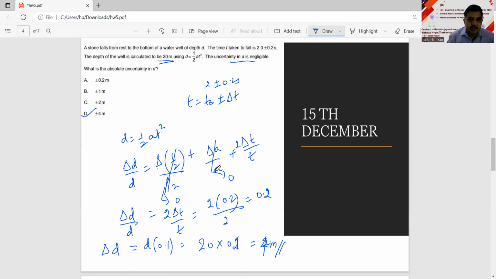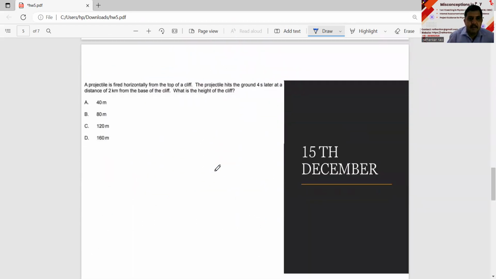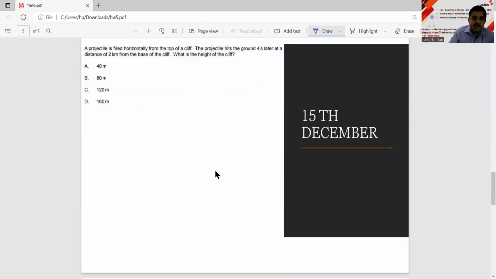Now let us move on to the next one. A projectile is fired horizontally from the top of a cliff. Let us draw the cliff. This is a cliff. A cliff is nothing but a mountain or a tower. The projectile is fired horizontally. Mark the term horizontally. The projectile hits the ground 4 seconds later. When you fire it here, gravity will pull it, so it will fall like this.